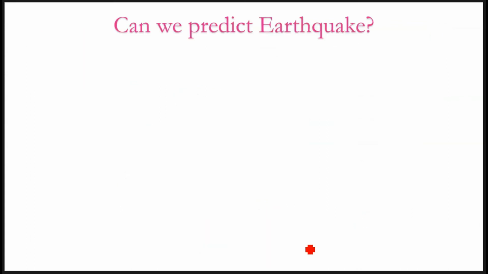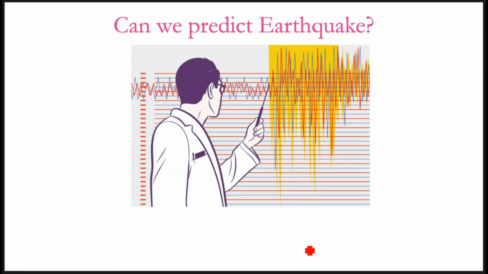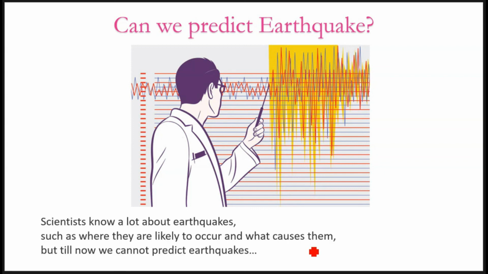And the most interesting question is, can we predict earthquakes? Scientists are working day and night to predict earthquakes. They can only know where earthquakes are likely to occur, the chances of an earthquake, and the regions of the earthquake, but not when and how big. Till now, we cannot predict earthquakes.